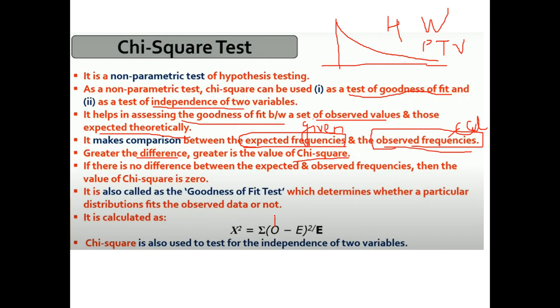You can say this is observed minus expected square upon expected. So if they are too much different, this value will be higher, otherwise it will be lower. If there is no difference, these will be the same, then the chi-square value will be 0, right?